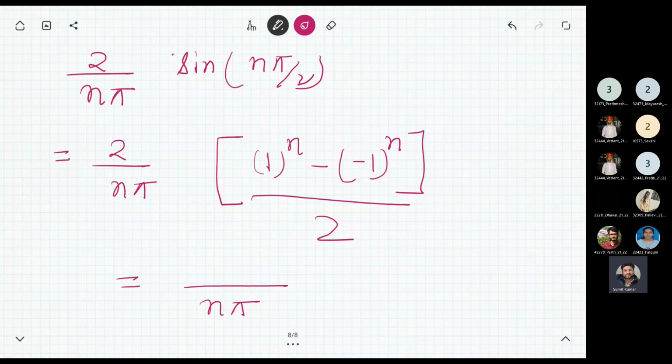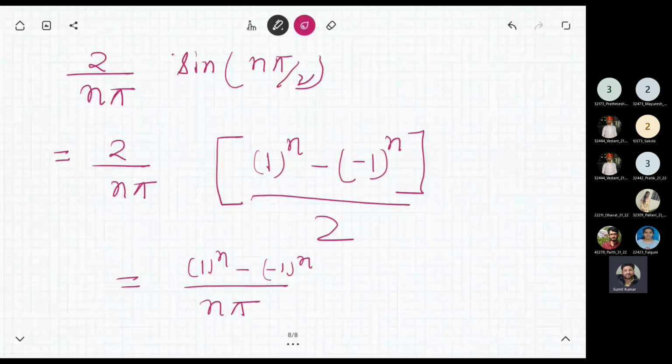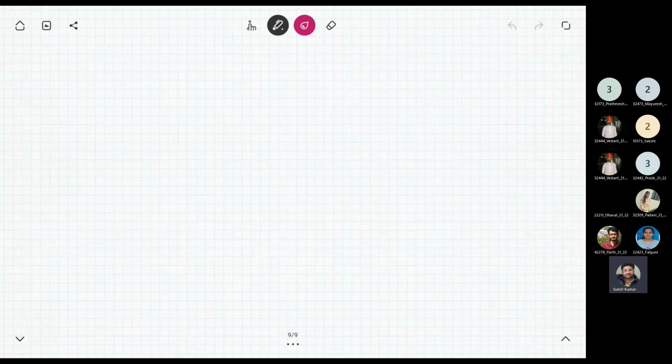So this will be 1 to the power n minus 1 to the power n. And this minus 1 many times people take inside and write plus, plus n to the power 1, they write n plus 1. So you can represent it in different forms. Okay, so I hope that this is clear. Yes, please ask.